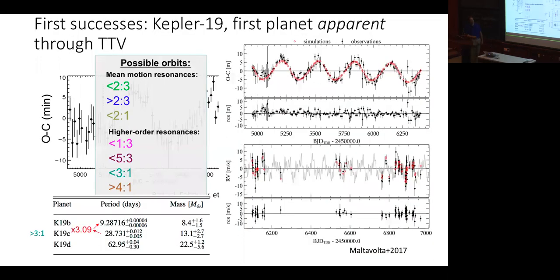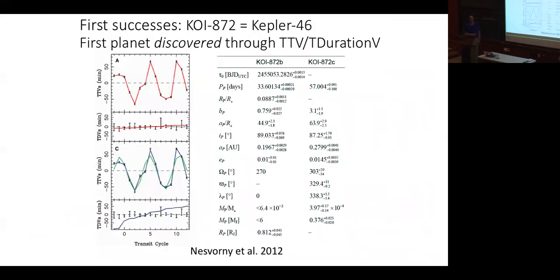All right, so this one I would call the first planet apparent through TTVs. All right, so first planet discovered by TTVs was this one. Just the next year by Nesvorny et al. David Nesvorny has a series of papers where he has a search algorithm for what is the perturbing planet for a particular transit timing signal.